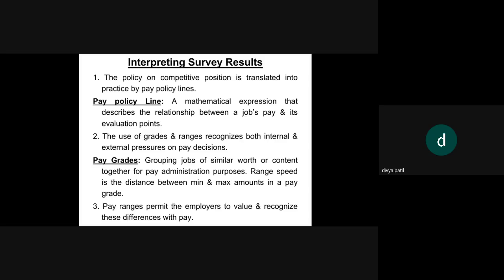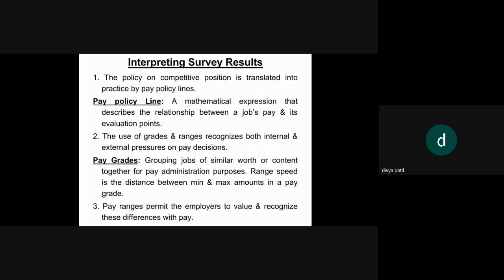Then how are you going to interpret these survey results? Once the data has been collected, you refine the data. Then you convert that data into information which will be used to take a decision. Now see here, the policy on competitive position can be translated into some practices.